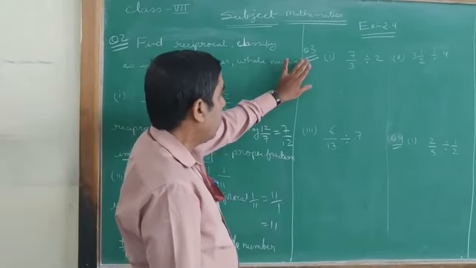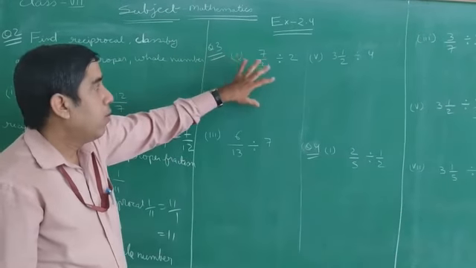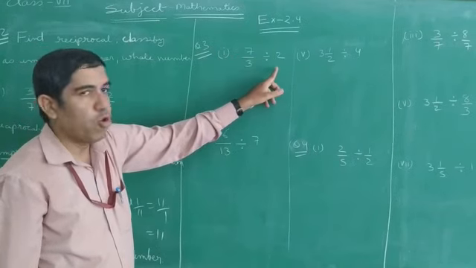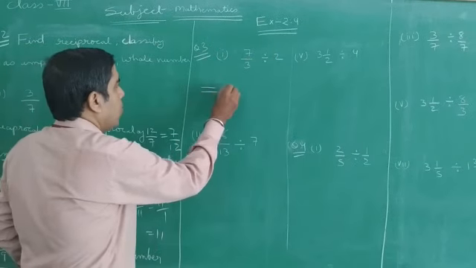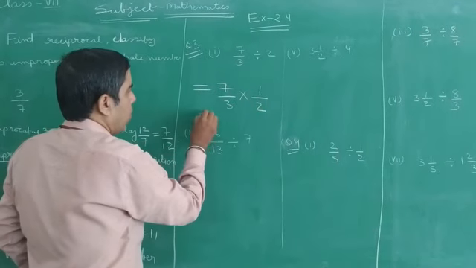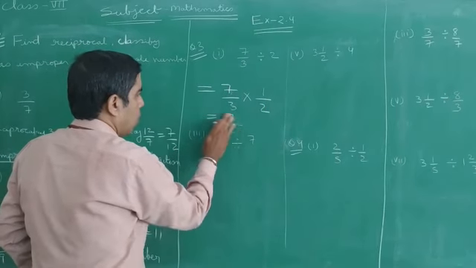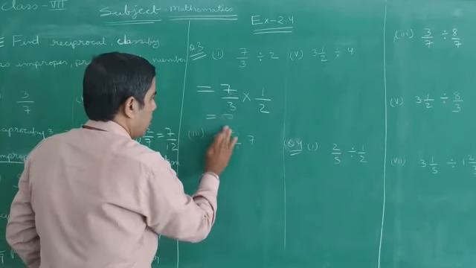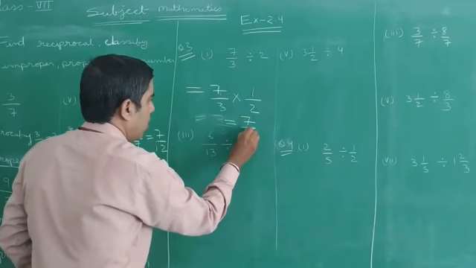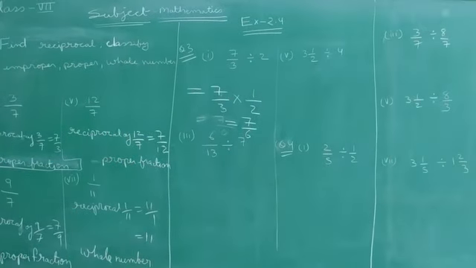Right here. Now, question number 3. It is given here, find the value of this first part, 7 by 3 divided by 2. Now we know the second number is to be taken reciprocal. So the answer comes here 7 by 3 multiplied by 1 by 2. 7 times 1 is 7, and 3 times 2 is 6. So I am writing properly here once again. It comes 7 by 6. You can see the answer is 7 by 6.